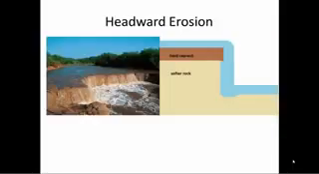Headward erosion means that the land is eroded in the direction of the headwaters, where the stream begins. Now that's a little counterintuitive, since it's in the opposite direction from stream flow. I'll start with an example that should be easy to understand.